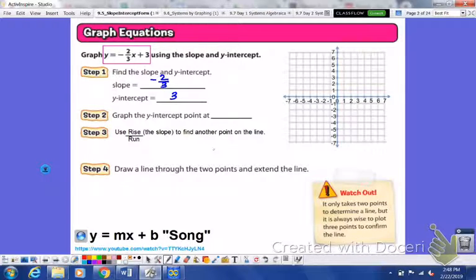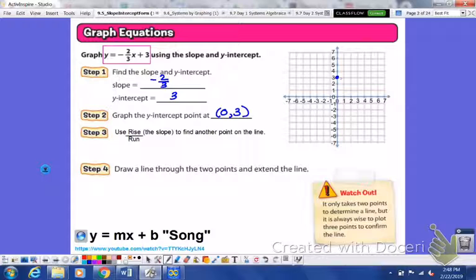Once we know what our slope and intercept is, we want to start by graphing the y-intercept at the point. If you remember from a couple sections ago, your y-intercept is where your x is 0. So it'd be 0, 3. Hop over to our graph. 0, 3, so we're not going right or left. We're just going to count up 1, 2, 3, and put a point there.